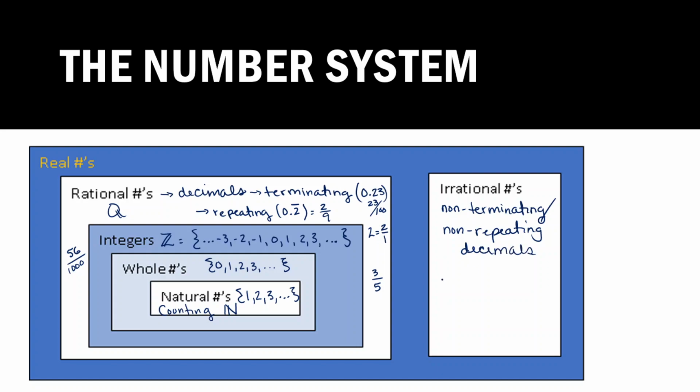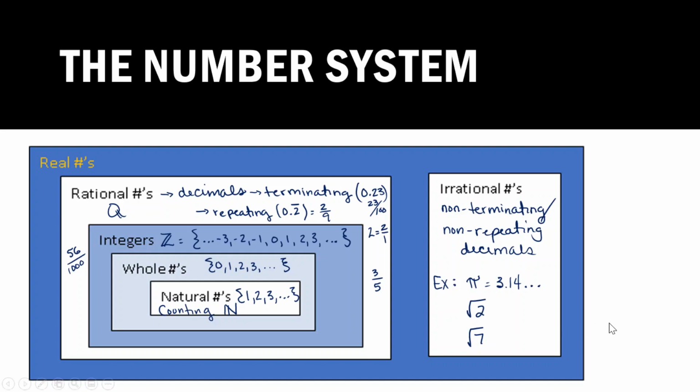So some examples of this would be, for instance, the number pi. Pi is 3.14, and it keeps going forever, but it never actually repeats itself. Another example would be like the square root of 2 or the square root of 7. Any square root that is not a perfect square would be irrational. All right, so those are our types of numbers.